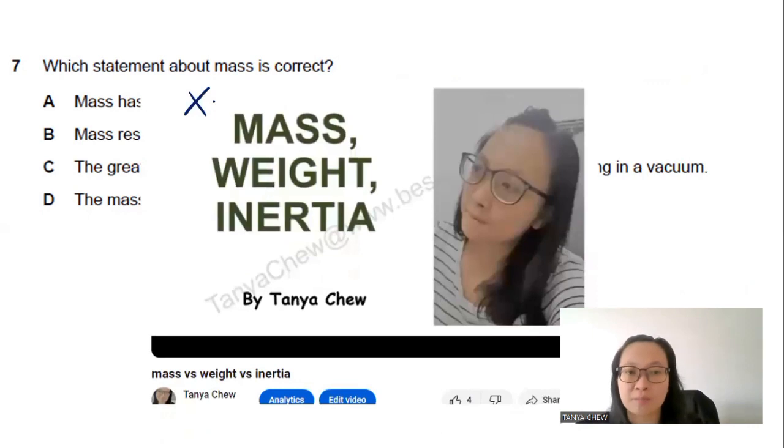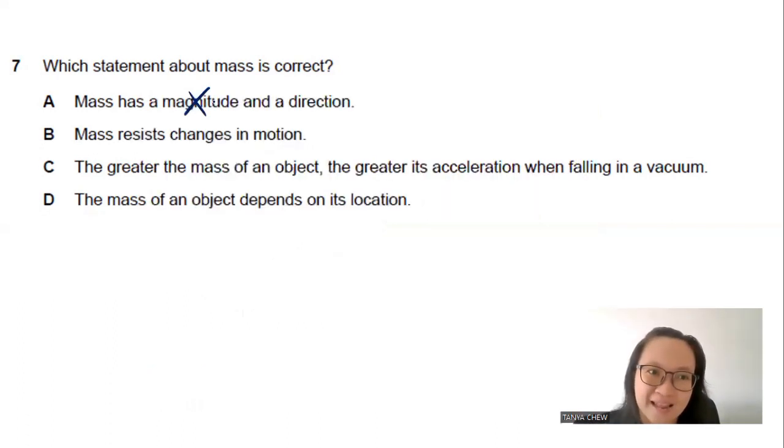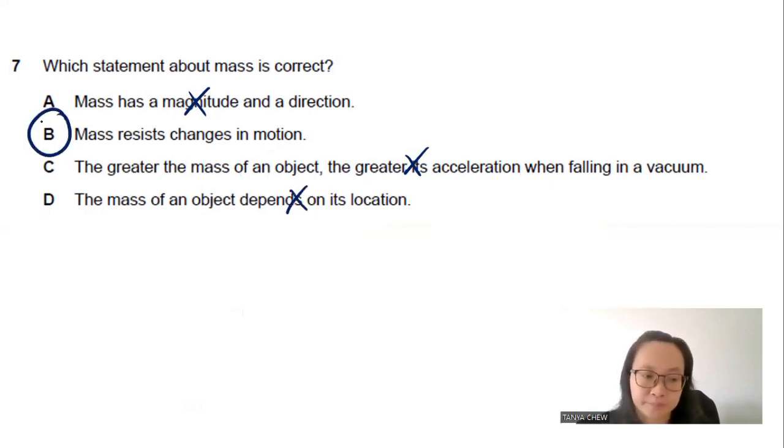Now, if you want to understand more on mass, inertia and weight at the same time, you could have a look at one of my YouTube videos here. Please check on that. I did discuss the differences between mass, weight, as well as inertia. C, the greater the mass, the greater the acceleration. No, acceleration depends on force. D, the mass of an object depends on its location. No, that is related to weight. Now, the answer is B.